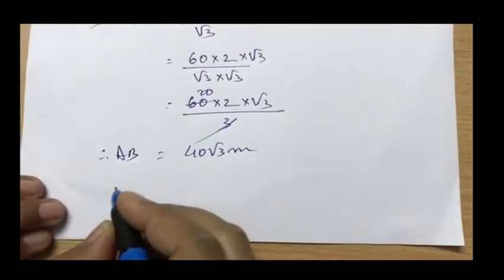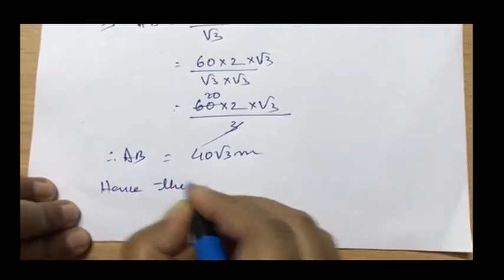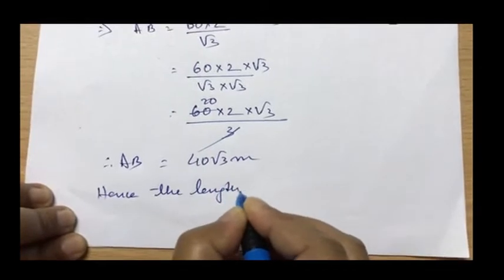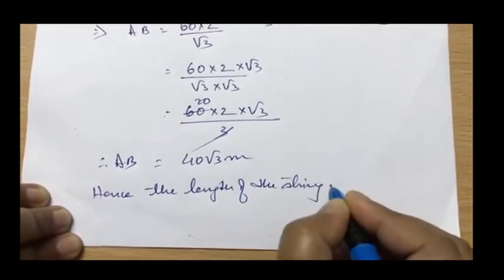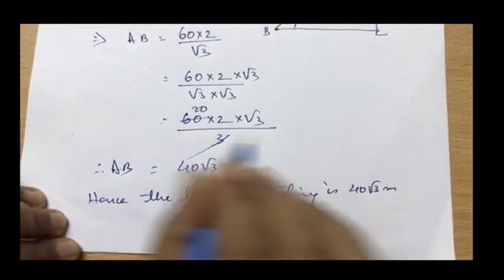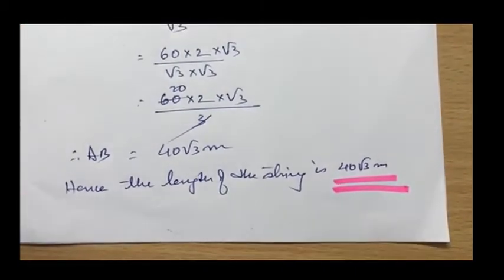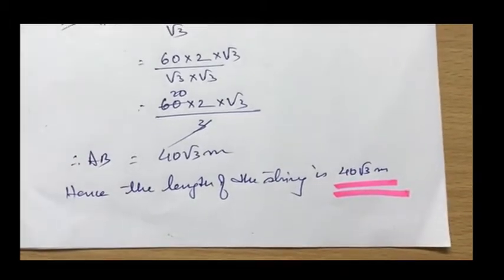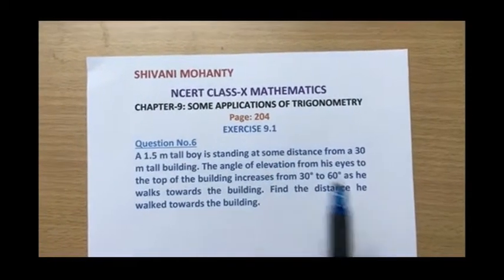So what can I write? Hence the length of the string is 40 root 3 meter. Clear? So this is your answer for question number 5. Fine? Understood? Yes. Yes. Now we go to question number 6.